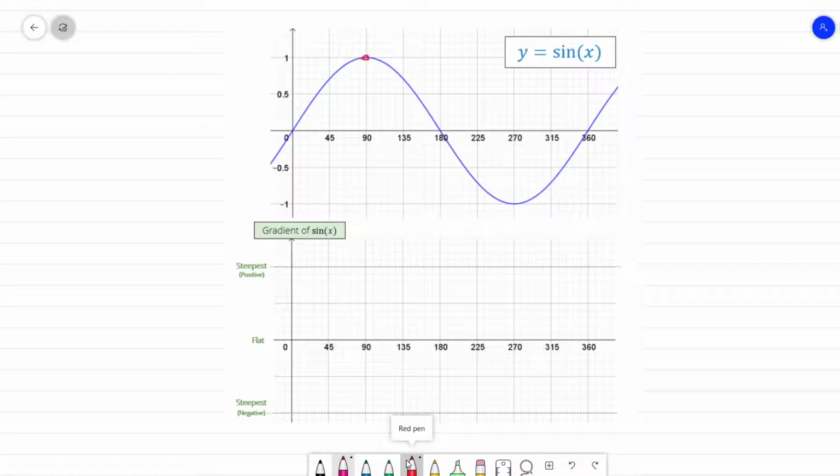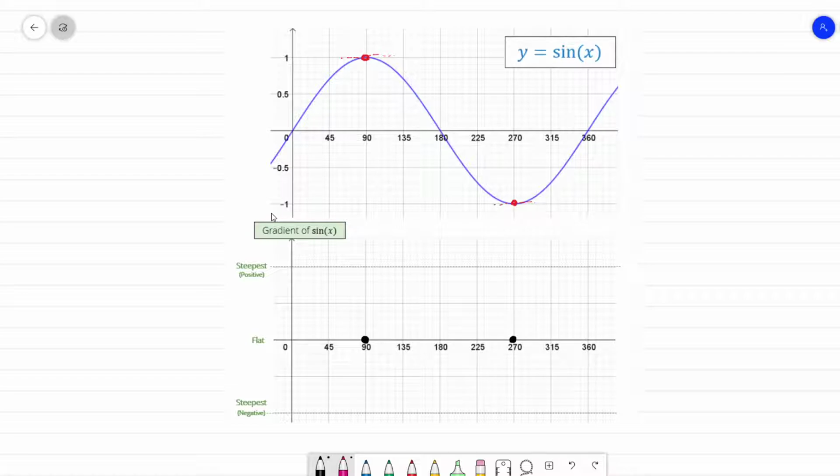At 90 degrees, it goes completely flat, and the same happens at 270. If you were to draw a tangent at these points, they would be completely flat, like so. So when I'm thinking about the gradient of sine x, I'm just going to put that here, 90 and 270.